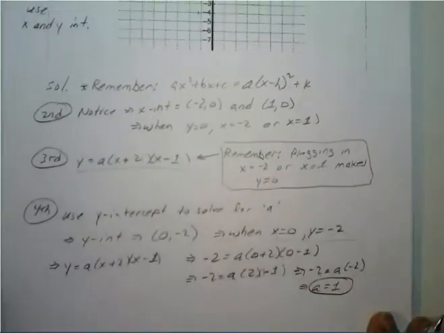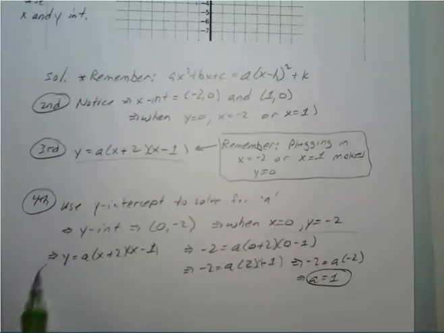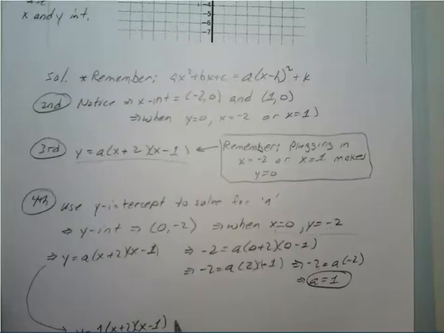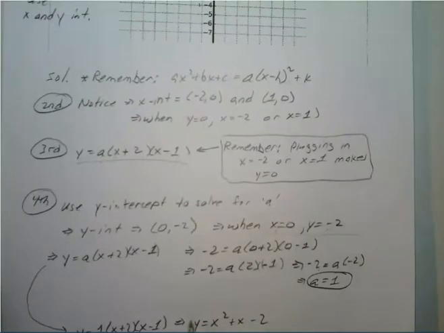Okay, so if a equals 1, we just get this, and we replace a with 1. So y equals 1 times x plus 2 times x minus 1. If we go ahead and FOIL this out, that gives us y equals x squared plus x minus 2.